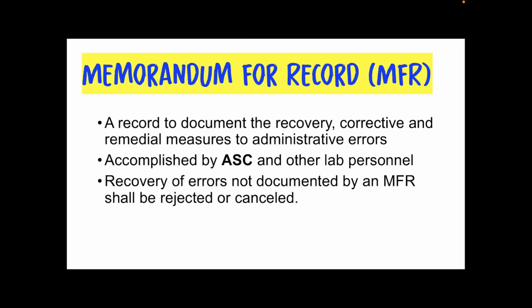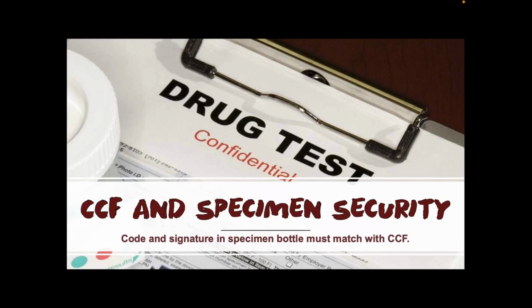And lastly, we also have the Memorandum for Record or the MFR. So this is a record to document the recovery, corrective, and remedial measures to administrative errors. So this one is accomplished by the authorized specimen collector and other lab personnel. And the recovery of errors not documented by an MFR shall be rejected or cancelled. So that's how important the MFR is. Now for CCF and specimen security, if you are an ASC or authorized specimen collector, just make sure that the code and signature in the specimen bottle must match with the CCF.